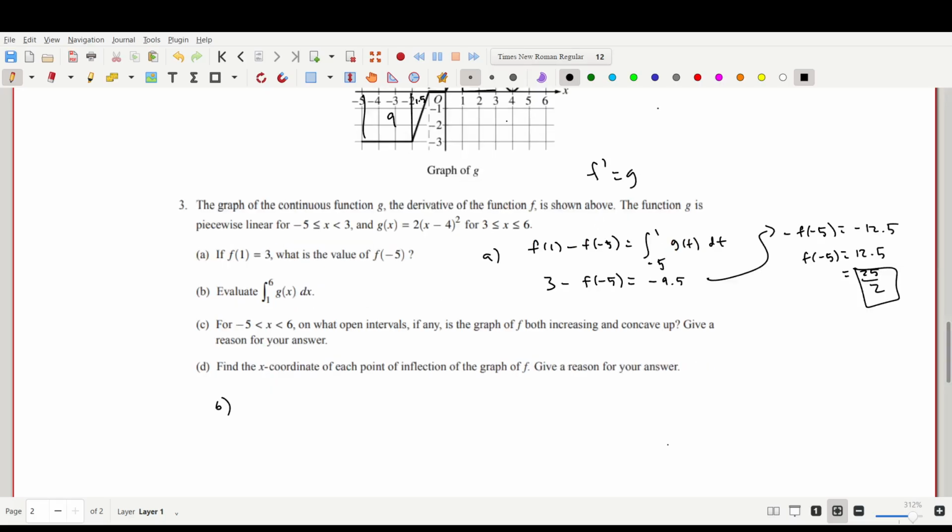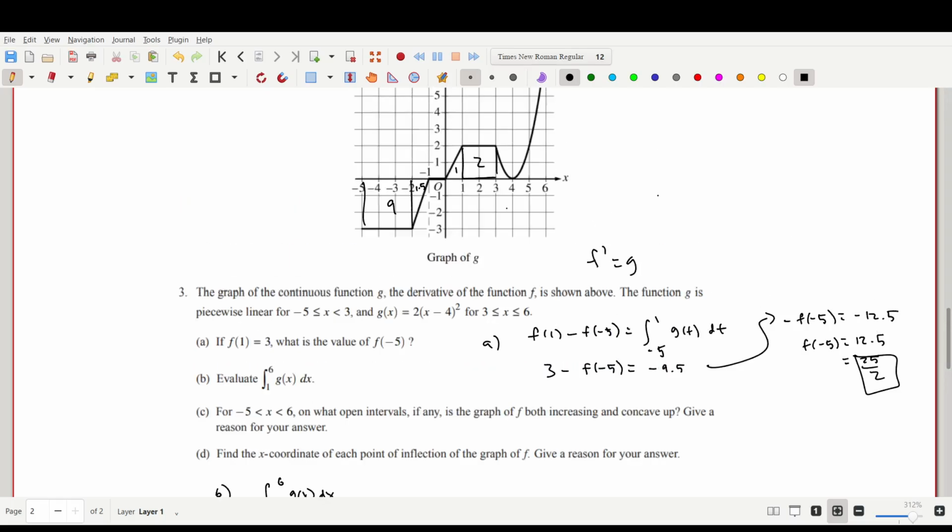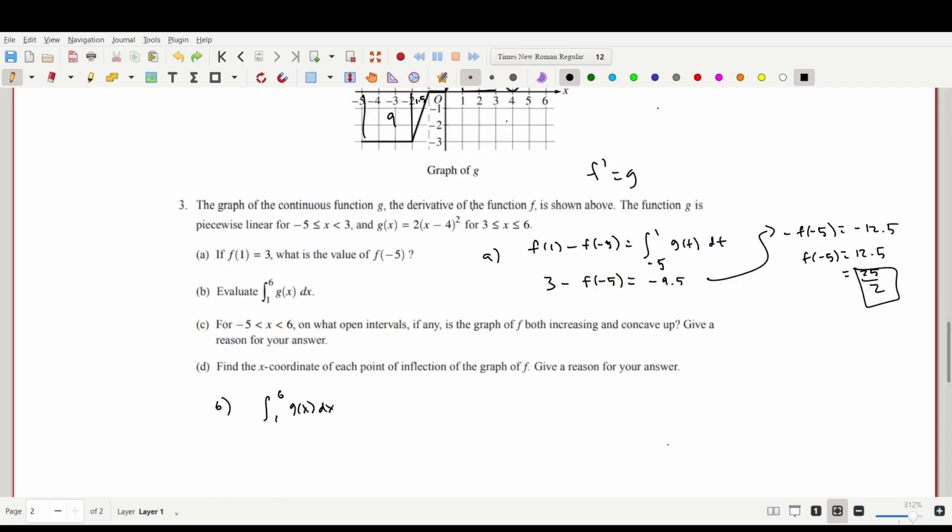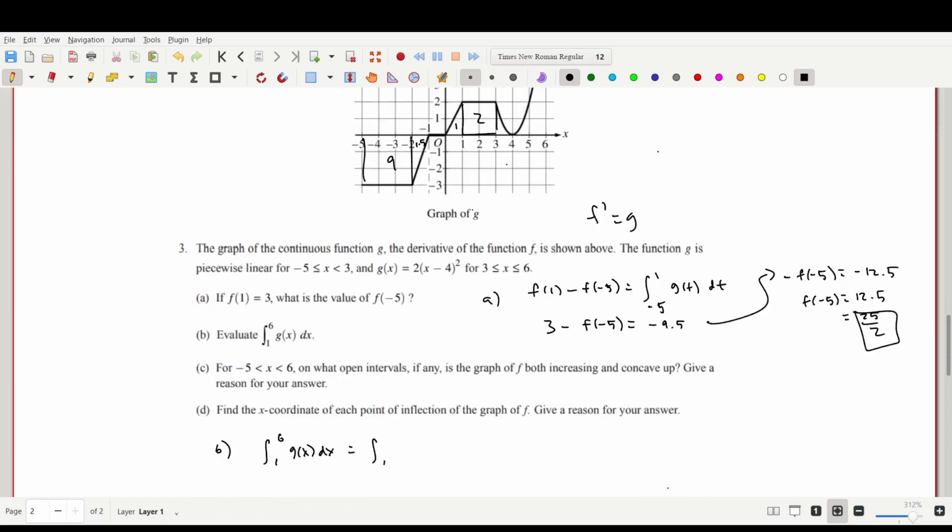B, evaluate the integral from 1 to 6. This one's trickier because you have this quadratic involved. Right? You want to find the area under the curve, but how do you find this curved part? That's really tricky. Well, I mean, it's not that tricky. You do the integral from 1 to 3 first, because that one you can do just normally. And then you add on 3 to 6. The first one is just 2, which is convenient.